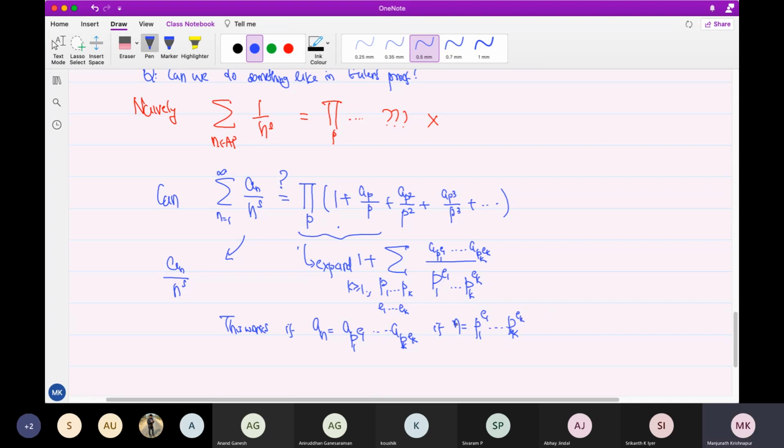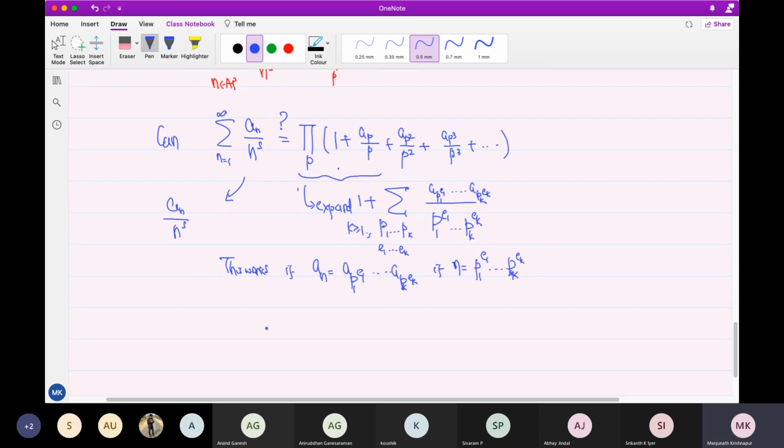If n has this prime factorization, then a_n should have this factorization. So what does this mean actually? When n is a product of these numbers, a_n is a product of those numbers. This is exactly the same as saying a_{nm} is a_n times a_m. If I have this product formula, a_{nm} is a_n times a_m, then certainly this type of thing is true. So they can't be any numbers, but they have to have this type of property.